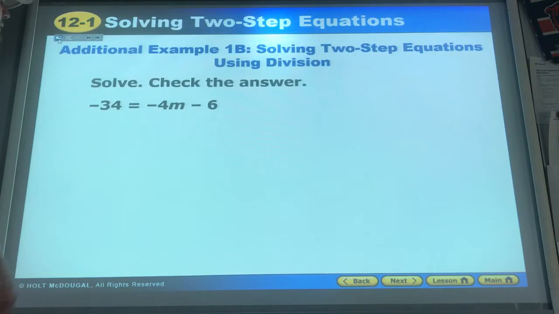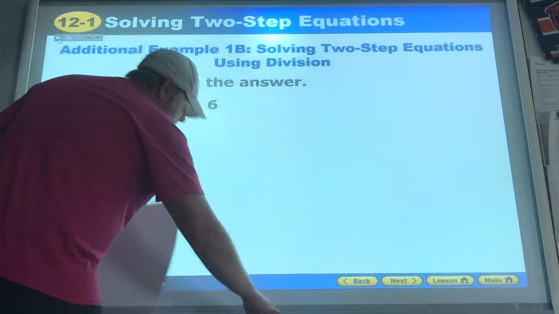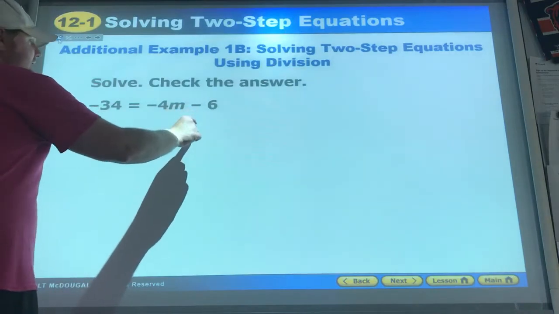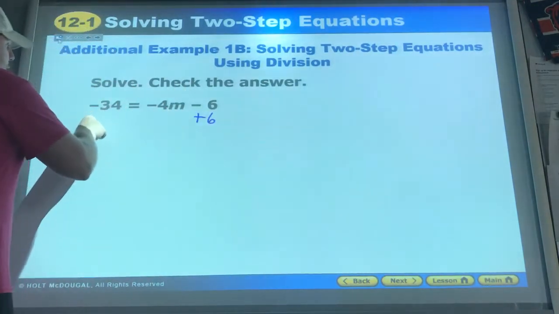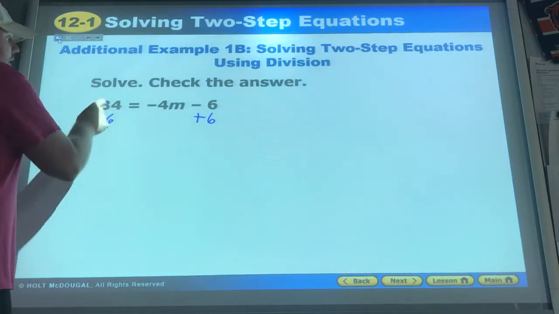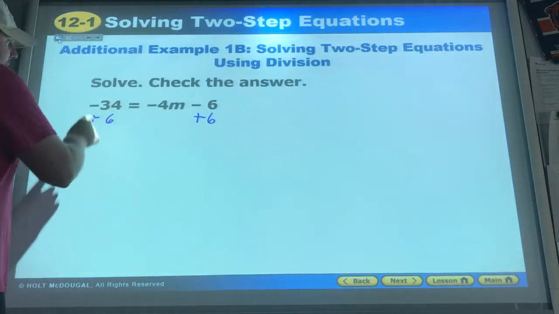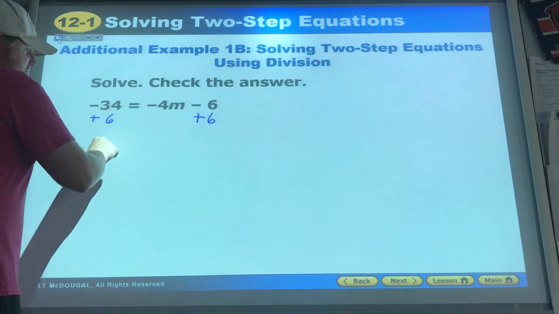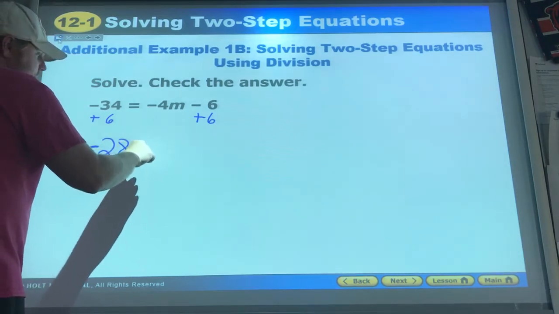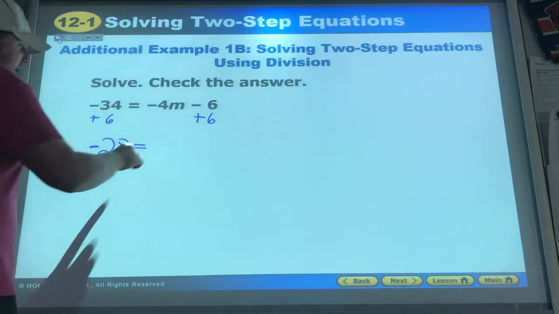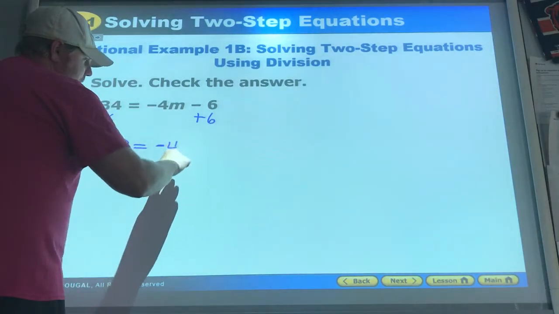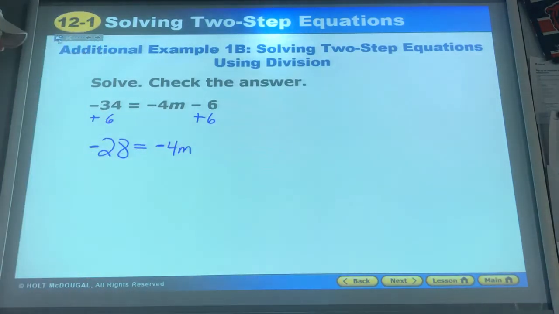All right, this one. You must be ready to work with negatives. They're subtracting 6, so I'm going to add 6. This is a negative 34 and a positive 6. That makes negative 28. We did negatives and positives a long time ago. They come back in now. Don't forget them or look up how it works again.